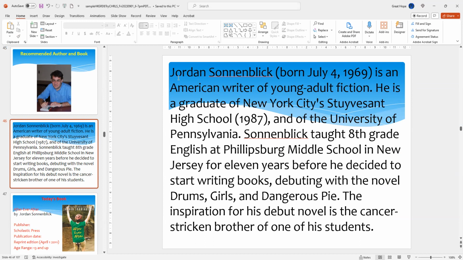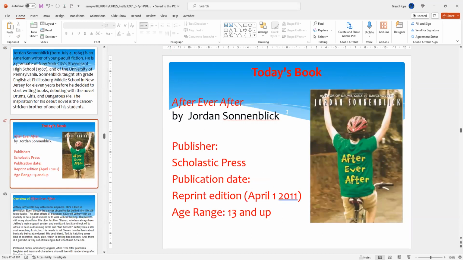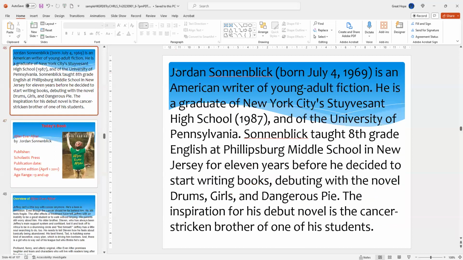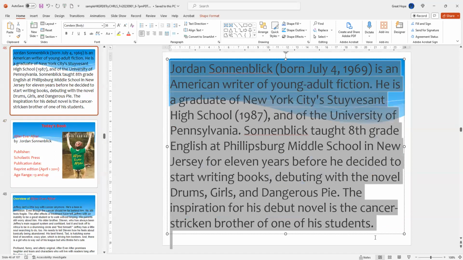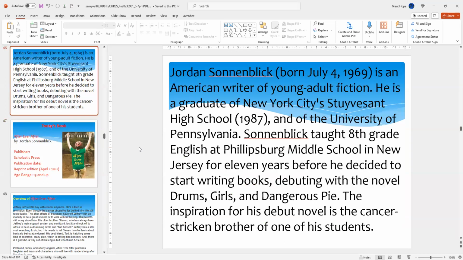Any books he wrote? Because if you say it, I might know. How about this one, the book After Ever After. Ever read that book? I've heard of the book before, but I haven't read it before. Yeah, that's okay. Now let's invite Carol to read this introduction of the author and what he wrote for young readers.